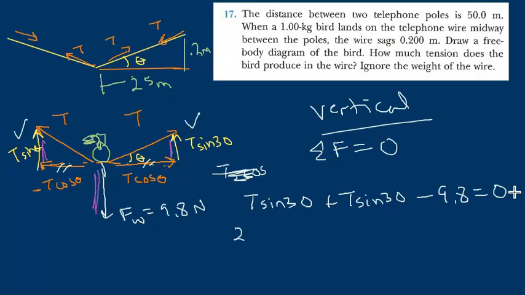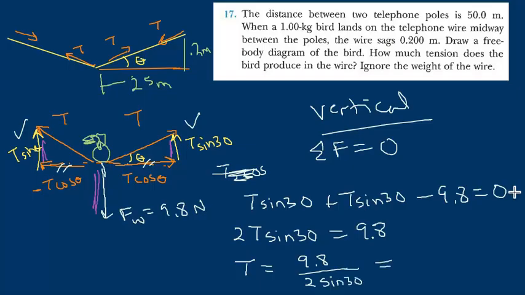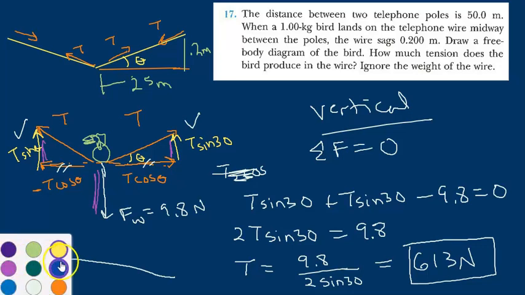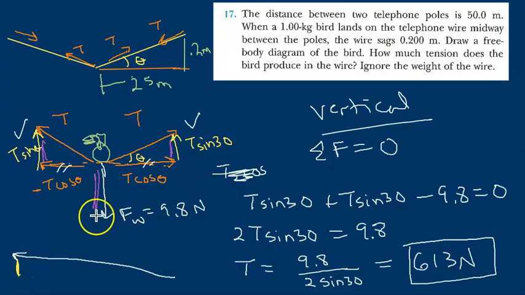Okay, and then we can just add these two together. So 2T sine 30, bring that over to the other side, equals 9.8. So the tension is 9.8 divided by 2 times sine of 30, which is going to be huge, 613 newtons. Like, hopefully we did the goofy tug-of-war demo that proved that this tension has got to be huge because that angle is so shallow that in order for there to be an upward component of tension to balance the weight, the total hypotenuse overall tension has to be 613.